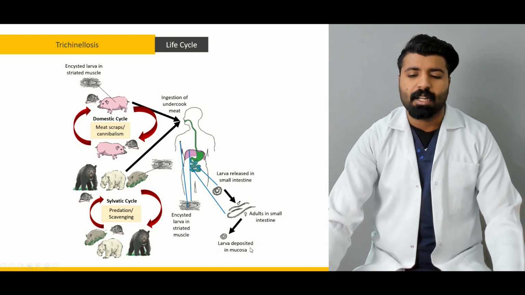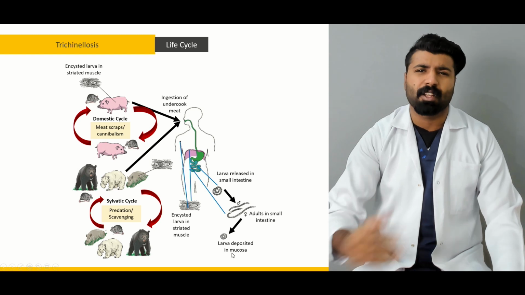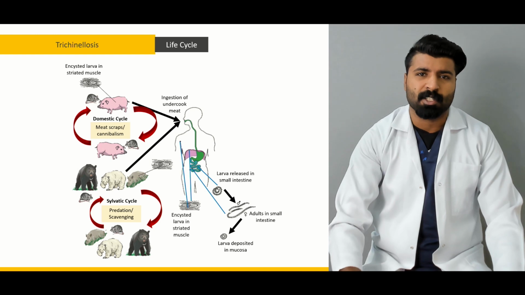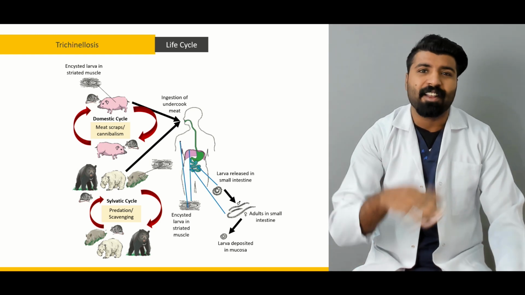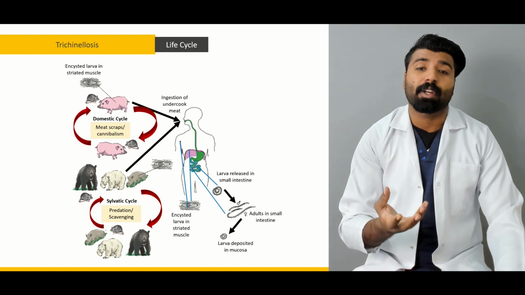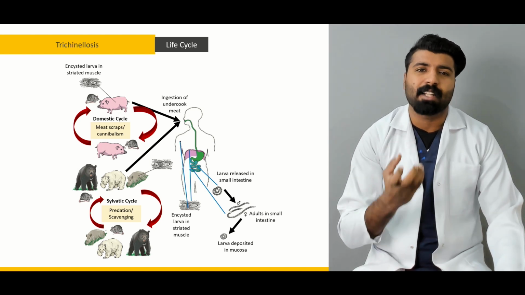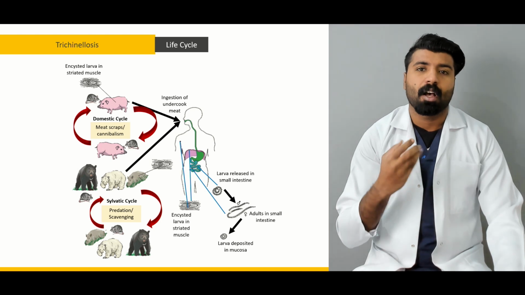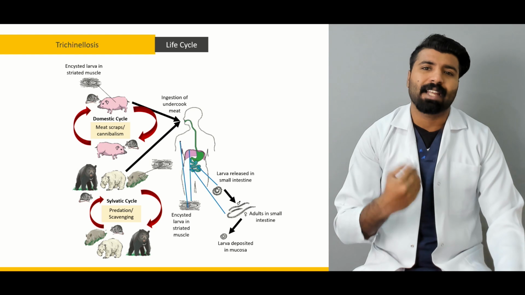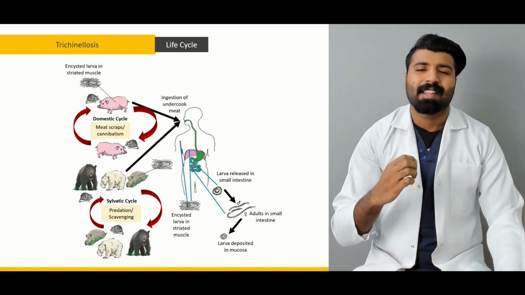These larvae are deposited in the mucosa, and from there they are picked up and brought into those muscles, and they are embedded in those muscles. So that's how it goes inside a human body. You ingest undercooked meat, you're giving that parasite, that pathogen, that infestant an option to multiply inside our body. Once they get there, they multiply, they advance.